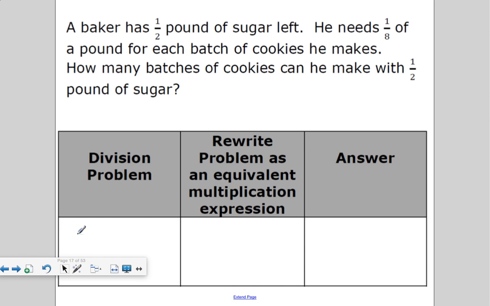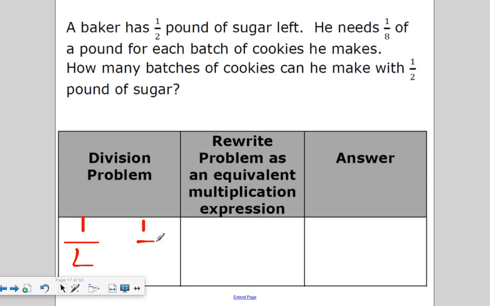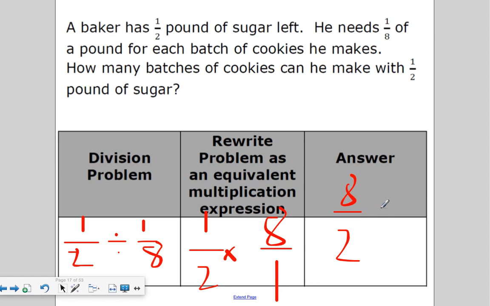And last but not least, you have half of a pound of sugar left. He needs 1/8 of a pound for each batch of cookies he makes. How many batches of cookies can he make with 1/2 pound? So you start with half of a pound of sugar. You are taking 1/8 from it repeatedly until you have no more. So repeated subtraction is really division. So I keep the 1/2. I multiply by its reciprocal of 8/1, and you get 8/2, or just 4. There are 4 groups of 1/8 that go in half.